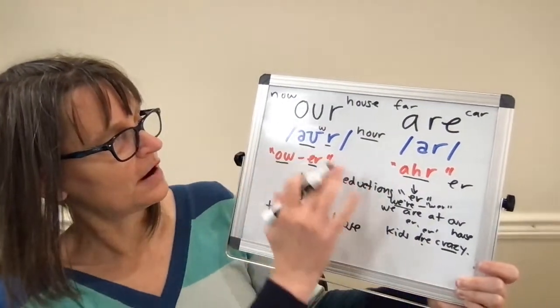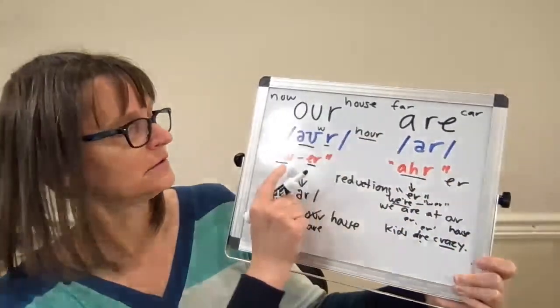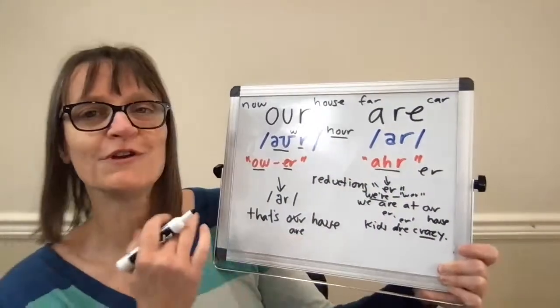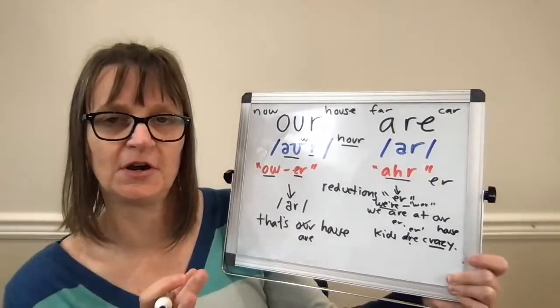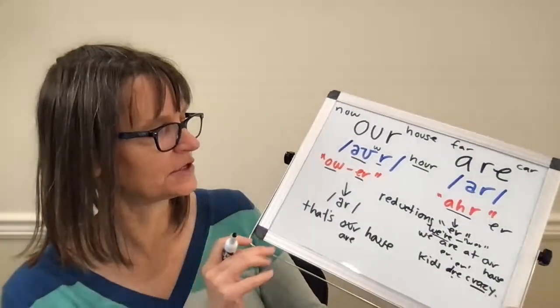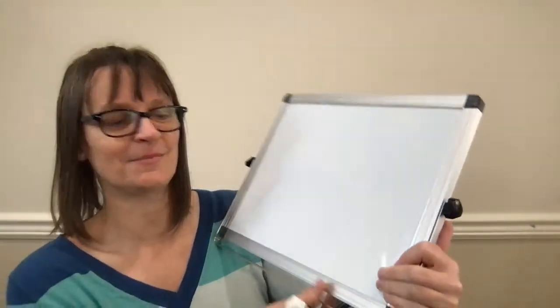Knowing all this, we have our and are reductions. When we're using them together, we have to be pretty clear, or it's going to be hard to use them. So let's look at some phrases and see how we would say them naturally.